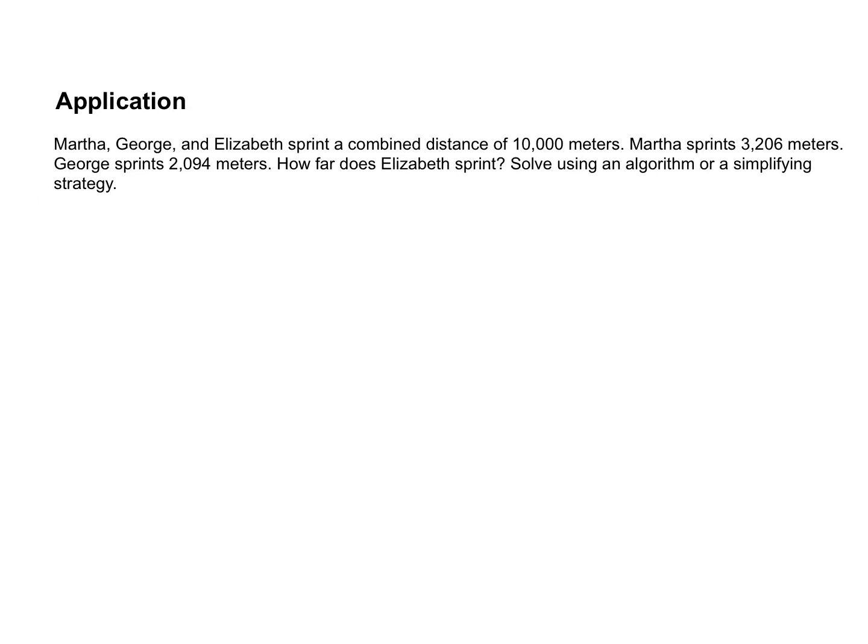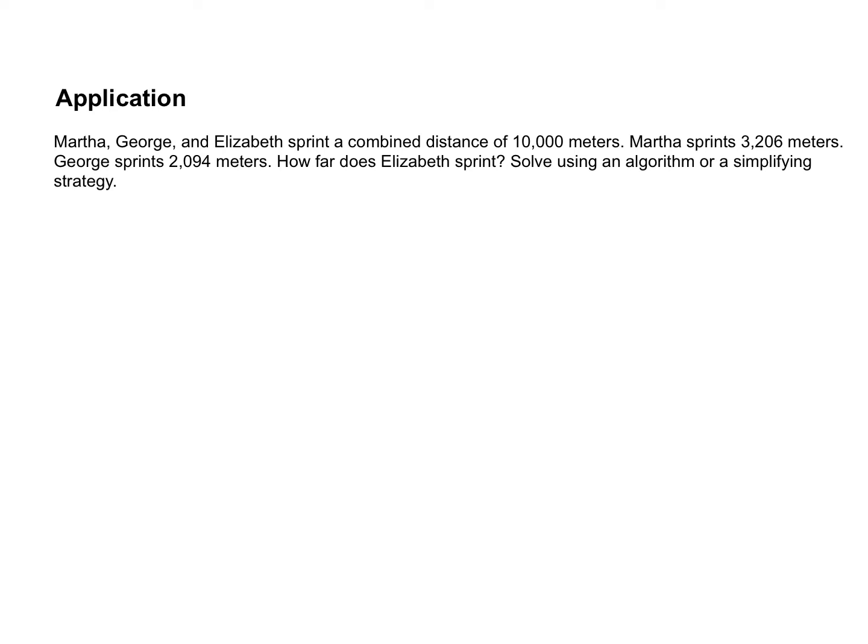We have a problem here, and here's our application problem. Martha, George, and Elizabeth sprint a combined distance of 10,000 meters. Martha sprints 3,206 meters. George sprints 2,094 meters. How far does Elizabeth sprint? Solve using an algorithm or a simplifying strategy. So let's look at this and think about, well, what do we know? We know that we've got Martha, George, and Elizabeth. And all together, so combined, that means all together, they went 10,000 meters.